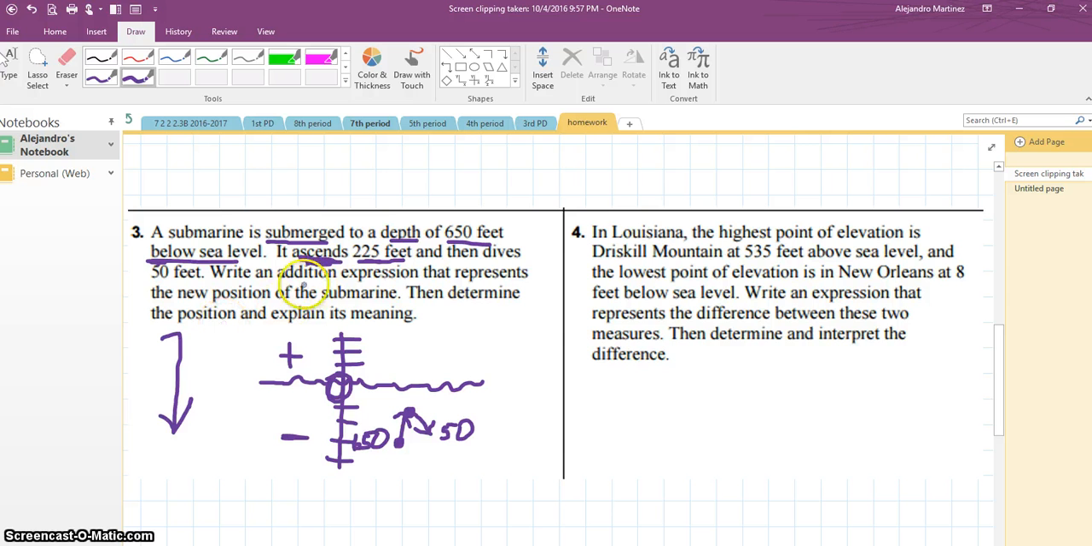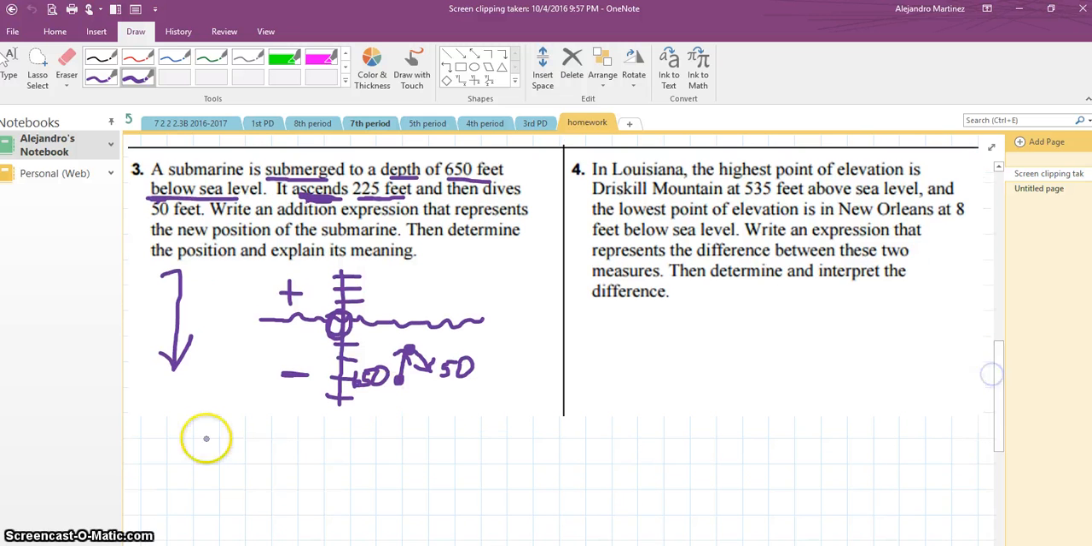Okay? And so write an addition expression that represents the new position of the submarine. So think that you submerge to a depth of 650 feet. So you're 650 feet below sea level. You see that? 650 feet below. Those are the negatives. It ascends. So ascend, ascender. So it's a positive.